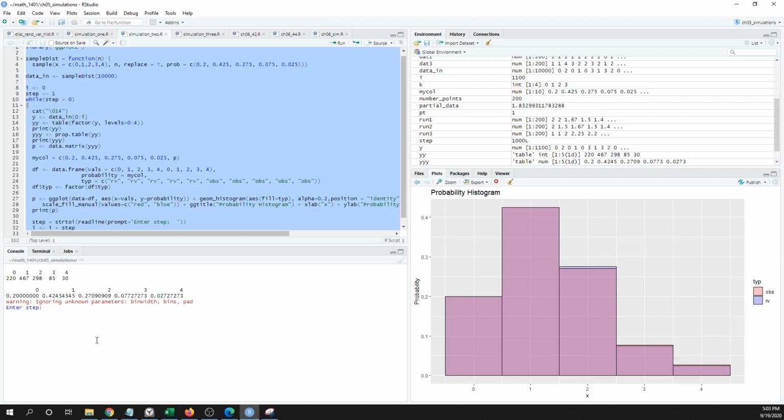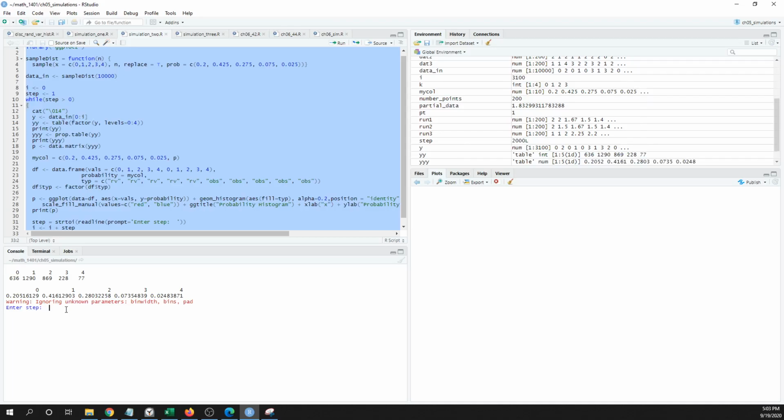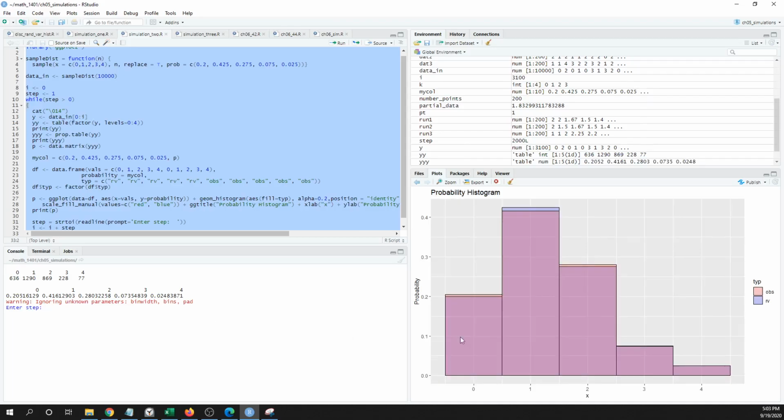So what that means is that the more I repeat this experiment, the closer and closer the observed values are getting to the probabilities in the probability distribution. That red histogram of the observed proportion of times I got that value is getting closer and closer to the probability distribution. So let's do it 2,000 more times. And you can see it's still very, very close.